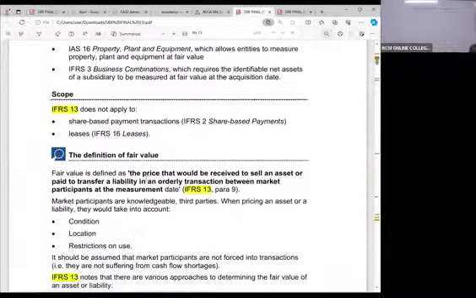The definition of fair value. Fair value is defined as the price that will be received to sell an asset or paid to transfer a liability in an orderly transaction between market participants at the measurement date. IFRS 13, paragraph 9. The price that would be received to sell an asset, actually that's what I would stick with. If I sell this asset of mine, ladies and gentlemen, this is the price that I'll be able to receive. All right. Or pay to transfer a liability in an orderly transaction between market participants at the measurement date. So there is no coercion here.